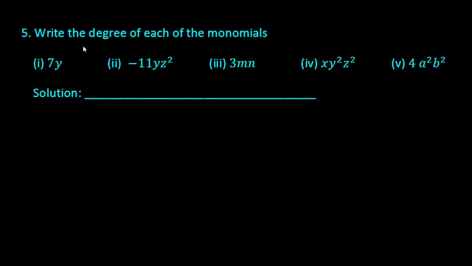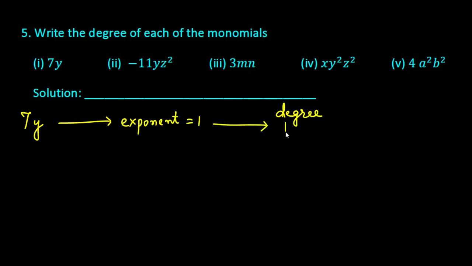Fifth question, write the degree of each of the monomials. Here only monomials are given. We have to write the degree of monomials. First one, 7y. In this, we have only single variable y. The exponent is 1. So the degree is also 1.